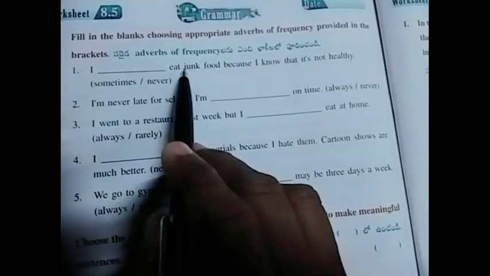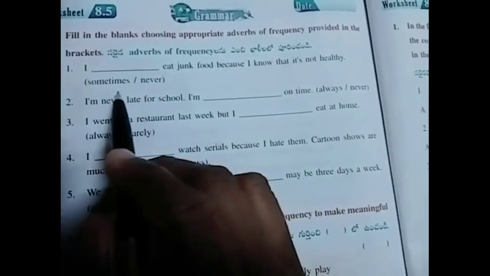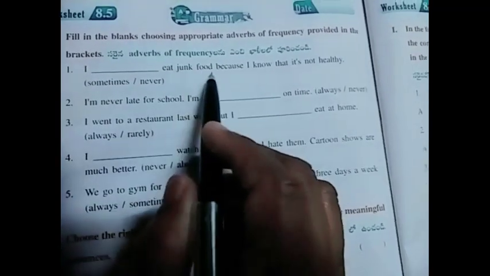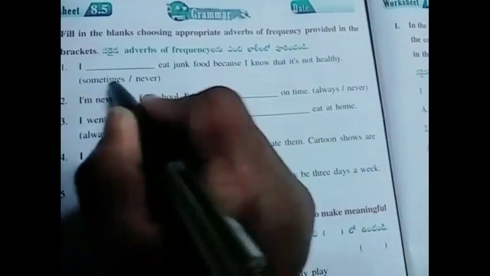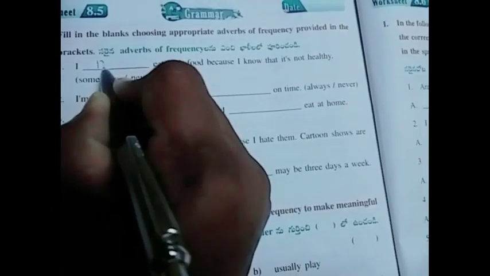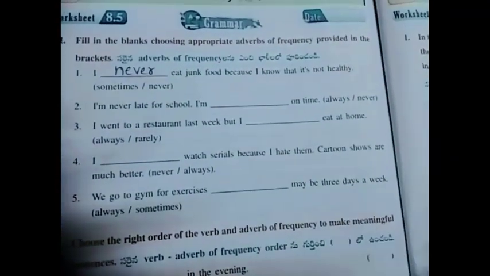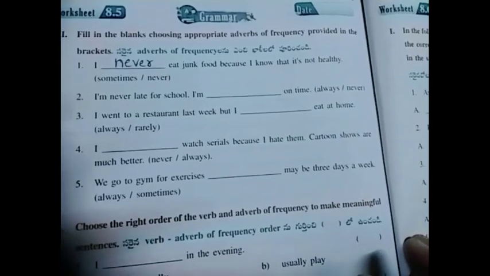First one is: I dash eat junk food because I know that it's not healthy. For this, I never eat junk food because I know that it's not healthy. What is the adverb we have to use here? Never. Why? Because he knows how junk food harms. That's why he never eats junk food.